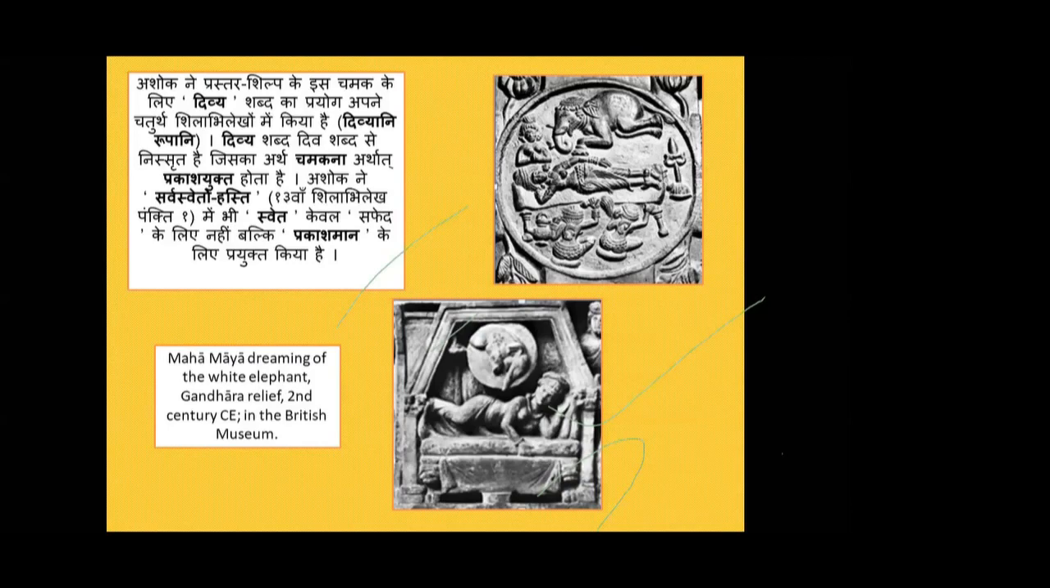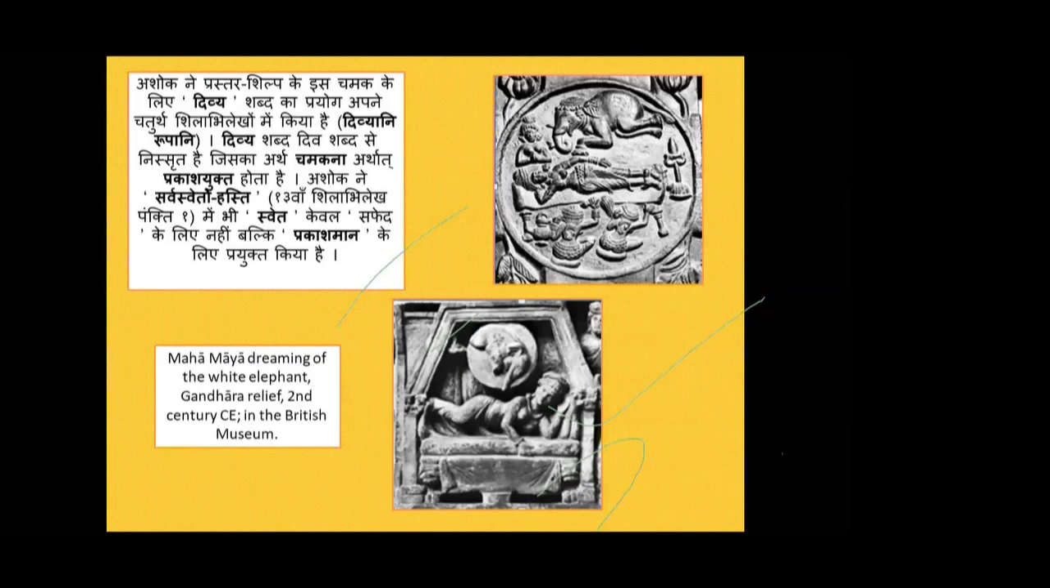You see, there are words like Divya, Divyani Rupani. There is one word, Sarva Seto Hasti. Seto means shvet, the white. But both the words have meaning with the Abha, that is Prakashman, the lustre, the glow. And in such, the word is in itself, Divya.